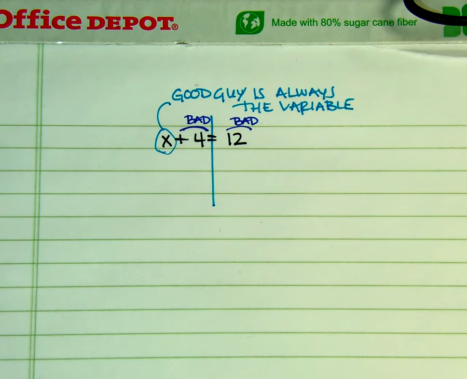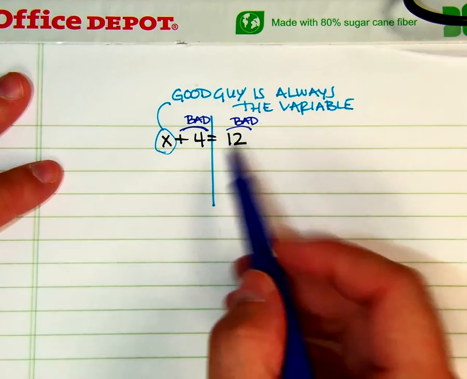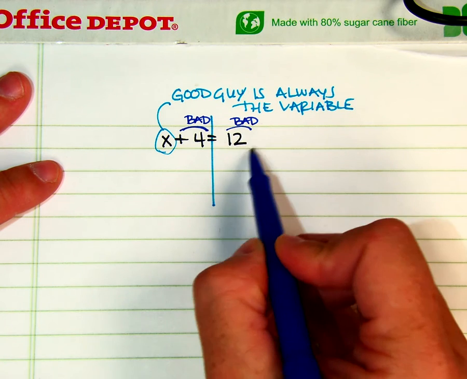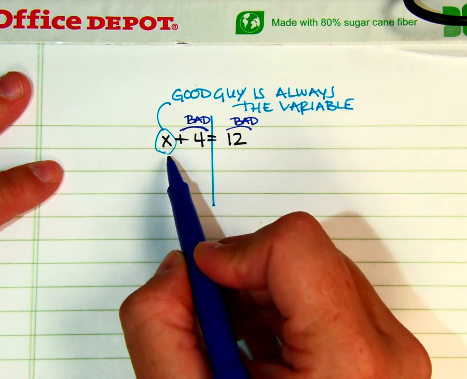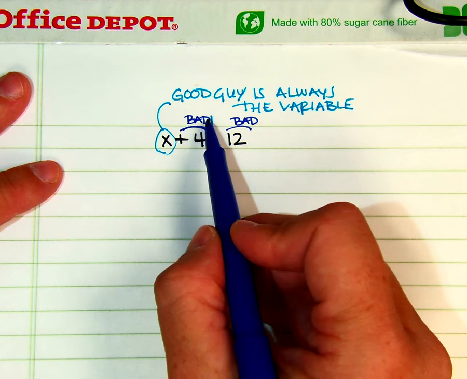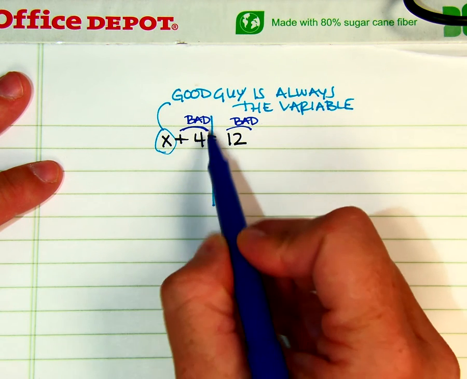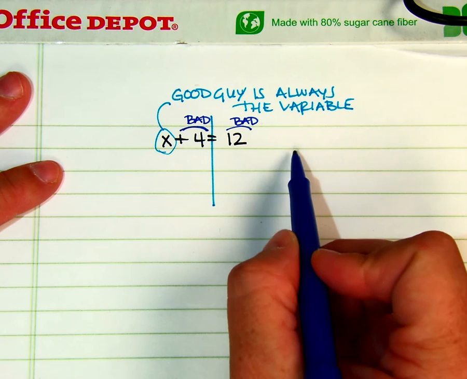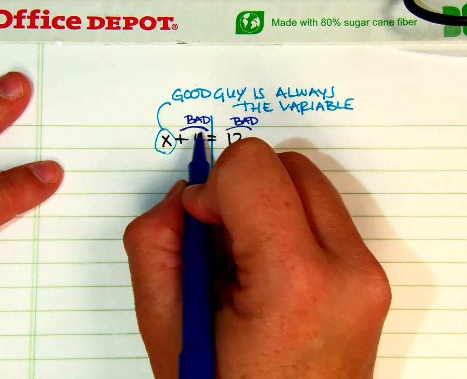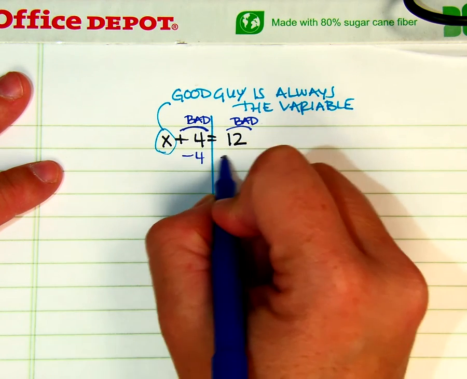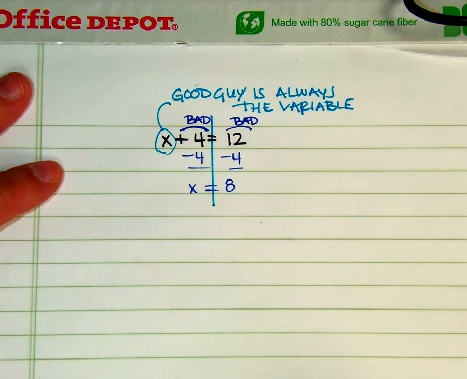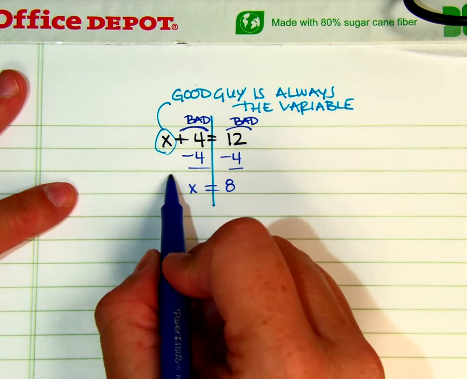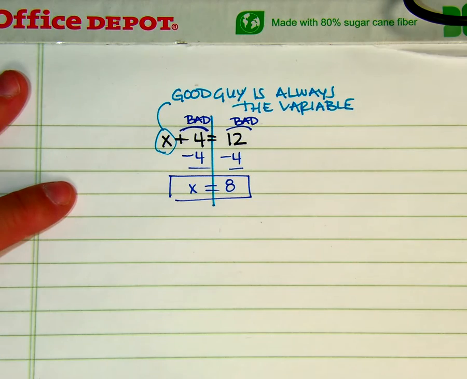So a lot of students struggle with, what do we get rid of? Well, do I want to bring these 12 bad guys to the same side as the good guy? Or do I want to get rid of the bad guys that are over here and put them all on the opposite side of the fence? Well, I want to move all of these. So I'm going to subtract 4 on both sides and get x to equal 8. So this is the intro of good guys, bad guys, and friends.